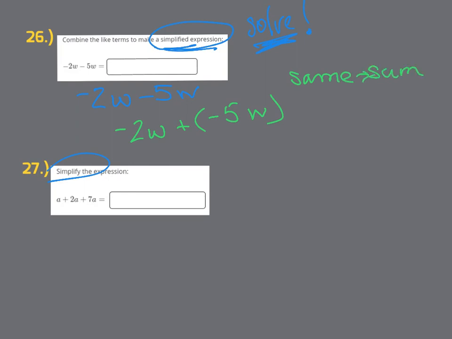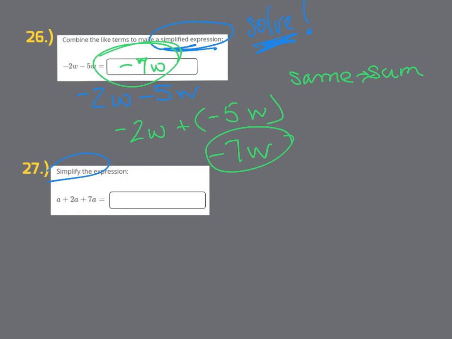So now I've got 2w plus 5 more w's. Well, that's 7 w's. Both of them are negative, so it's negative 7w. Negative 7w. That's its most simplified form. I do not know what w is, so it stays like that.